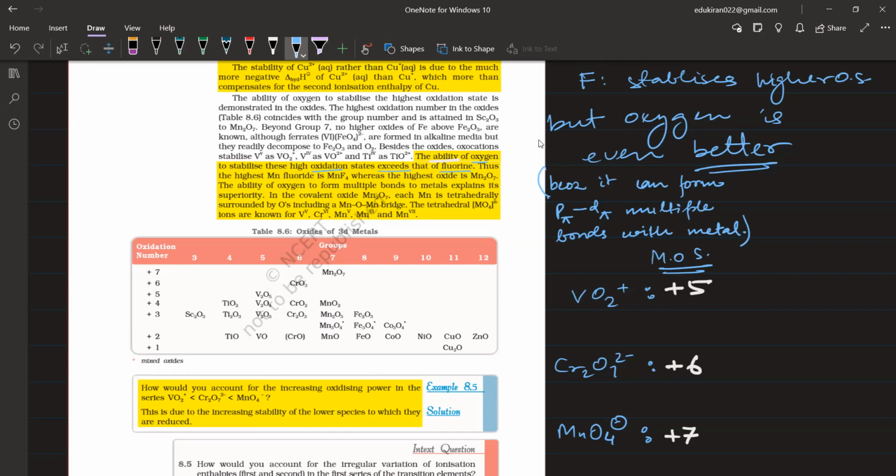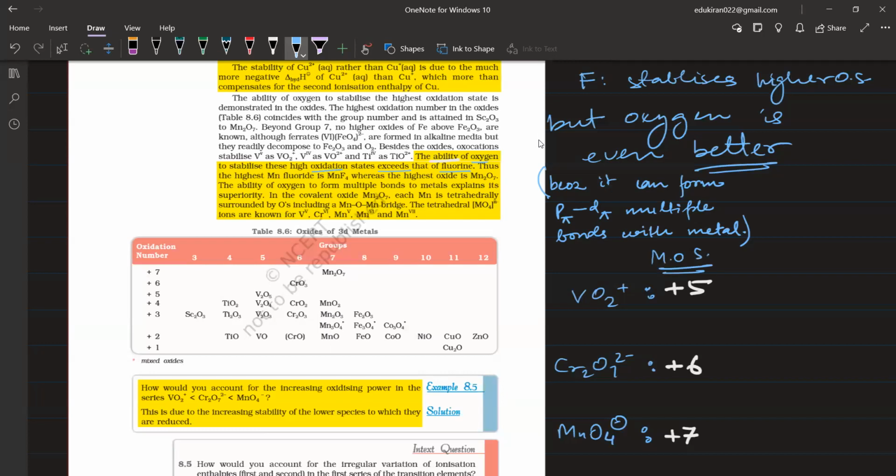Similarly, chromium also has 1 electron in S, 5 electrons in D. In total 6 electrons. After losing 6 electrons, it cannot lose anything else. Similarly, manganese has 4s2 3d5, 7 electrons. After 7 electrons, it cannot lose any electron. Is this clear? Yes or no, please tell me. That means +5 के आगे तो जा नहीं सकता, +5 के अब नीचे ही जाएगा, हाँ या ना?